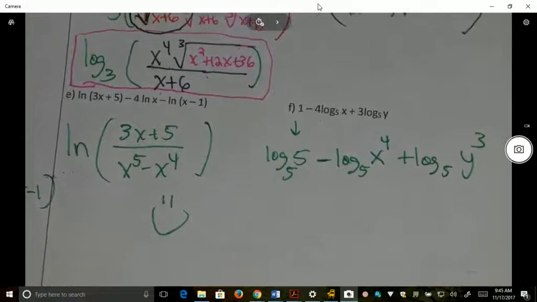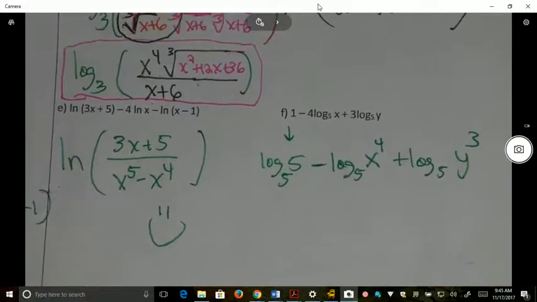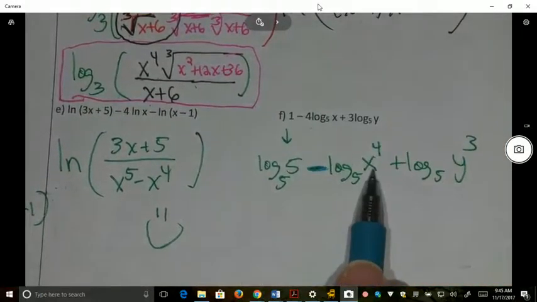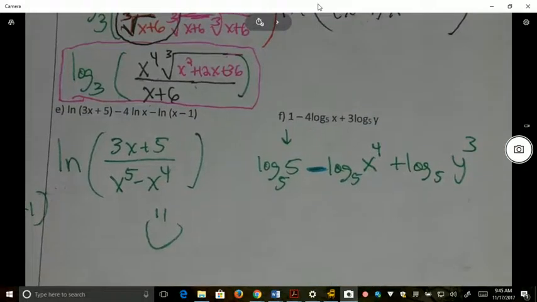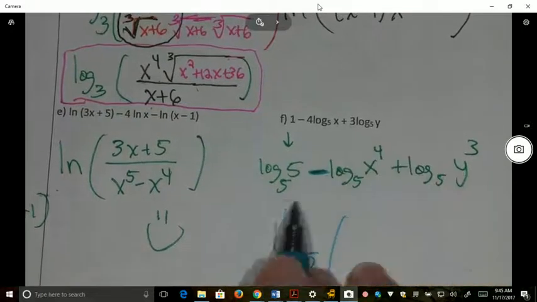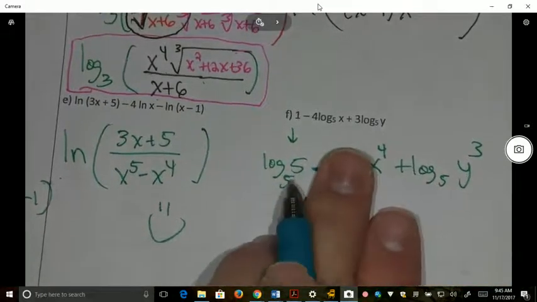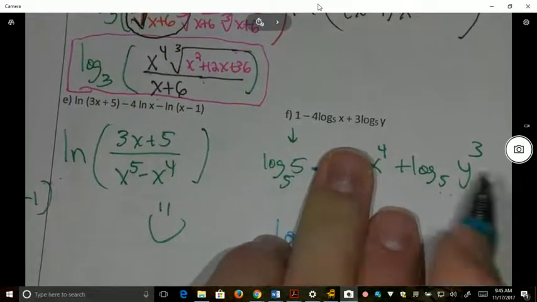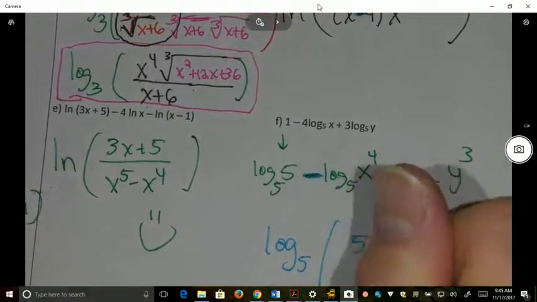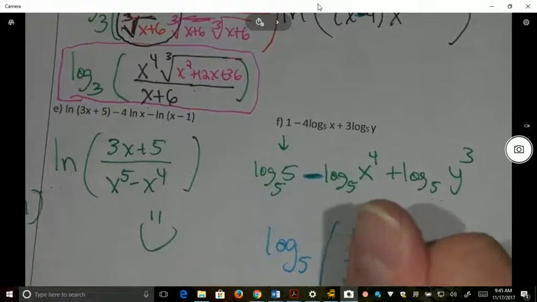And so now I can combine these. How many of these logarithms are being subtracted? 1. So that means that factor, x to the 4th, will be in the denominator. The other 2 will appear in the numerator as a product. So if I just took that away, I'd say, oh, that plus that, I'm going to use the product property. So I have 5y cubed over x to the 4th.